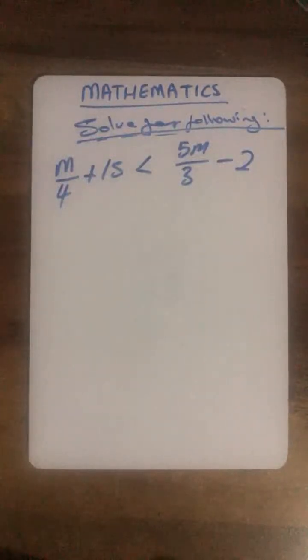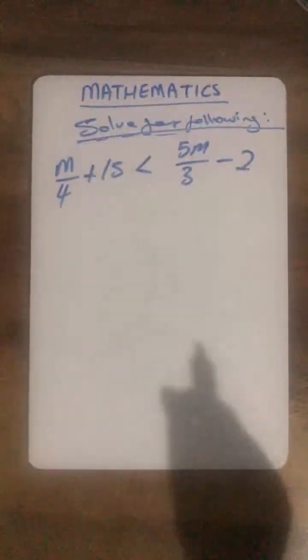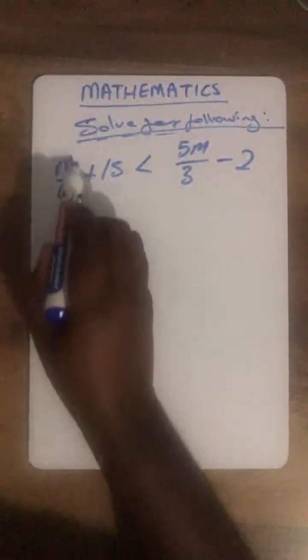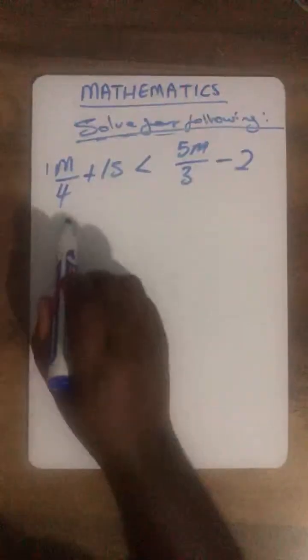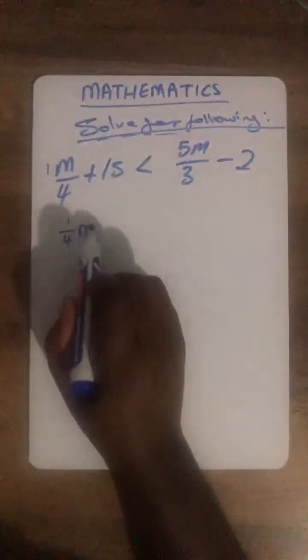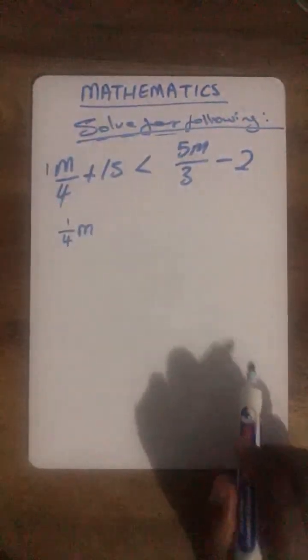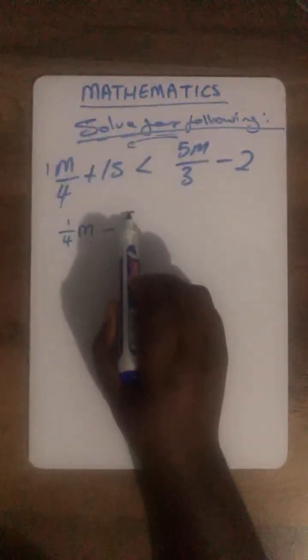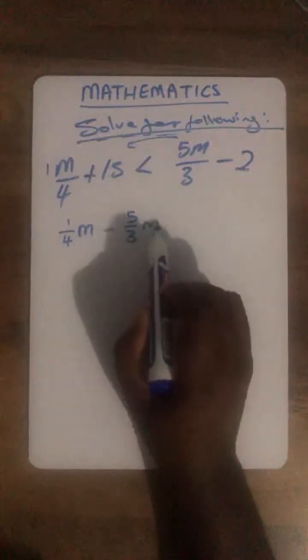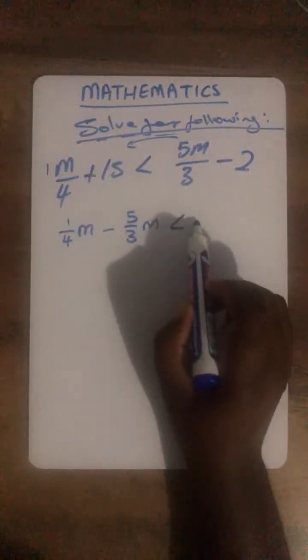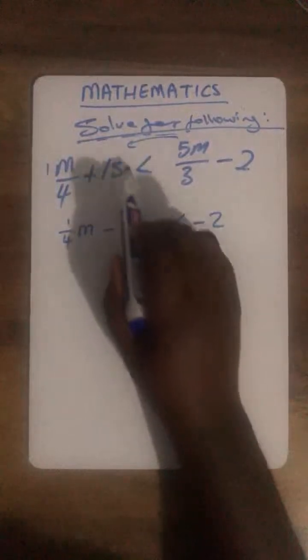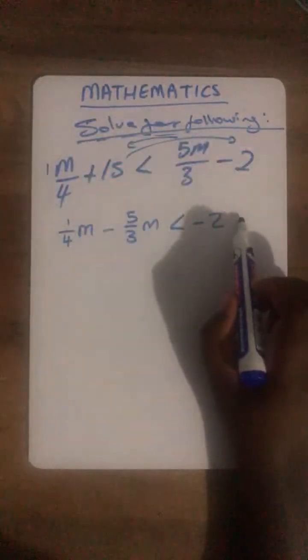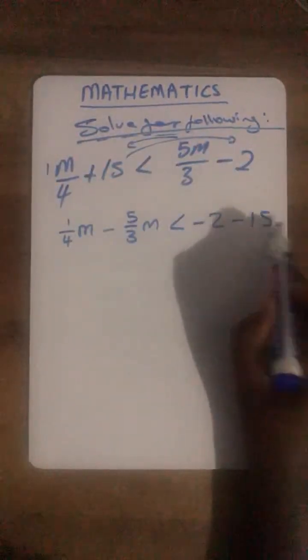We have m being negative 12 and then other answers being positive. Okay. Let's see. So remember this thing, there's an invisible 1 there. You can still do it the same way and say this is the same as 1 over 4m, where you take this to the other side, it changes the sign, then you have 5 over 3m less than, on this side you have negative 2, you take that to the other side, it becomes negative 15.